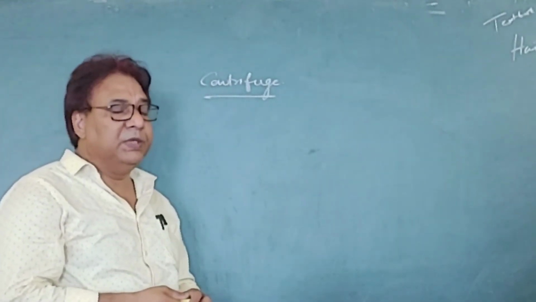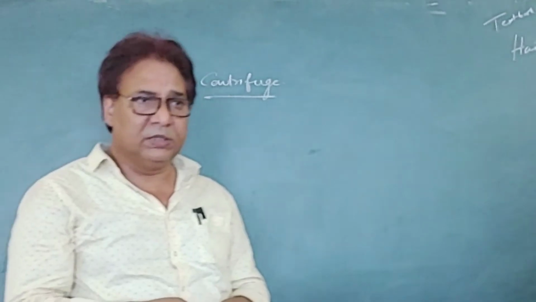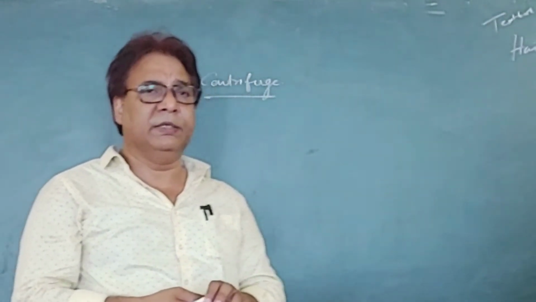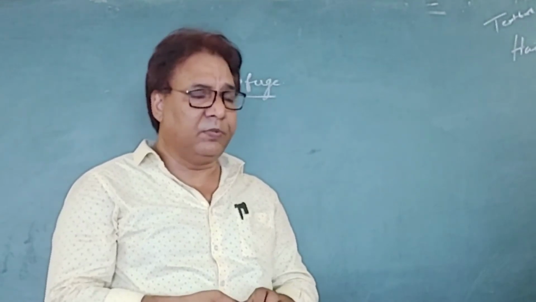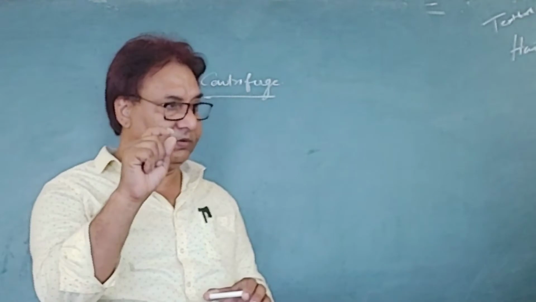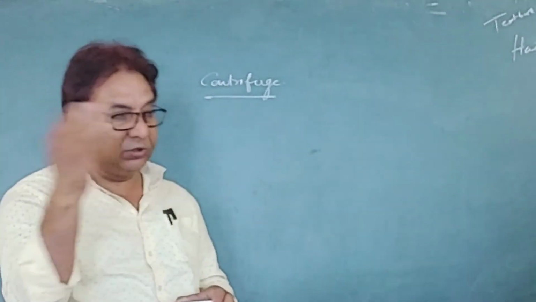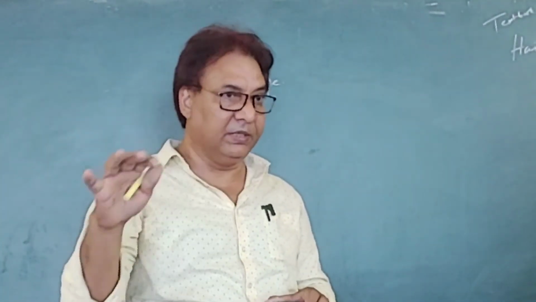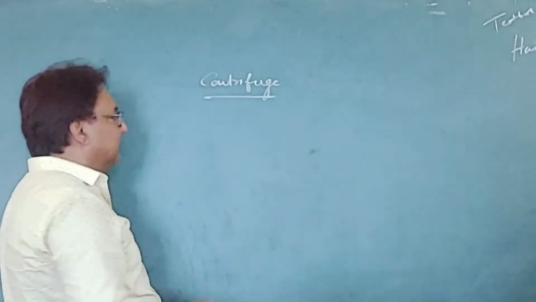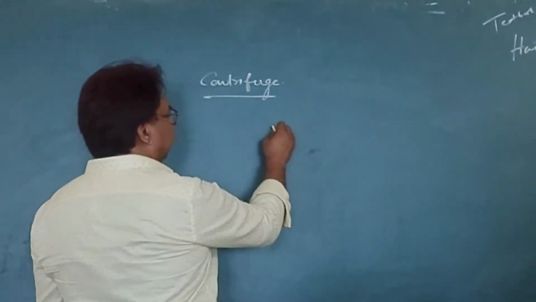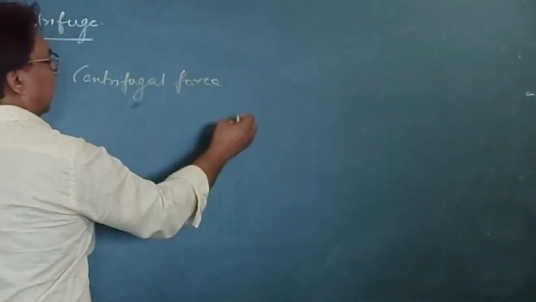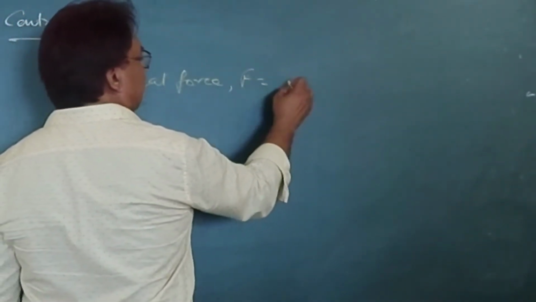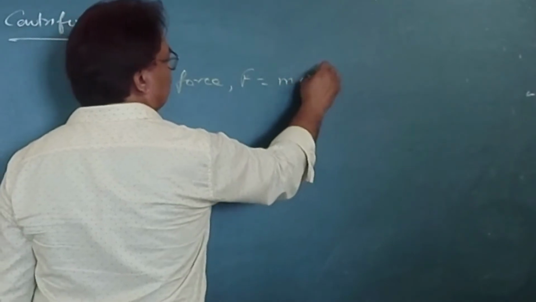So, as far as the principle of centrifugation is concerned, we have learned that there are several equations. First of all is the centrifugal force that is acting upon the particle which is to be centrifuged or separated. What is the centrifugal force? Let's revise that once more. Centrifugal force is represented by F, which is equal to m omega square r.